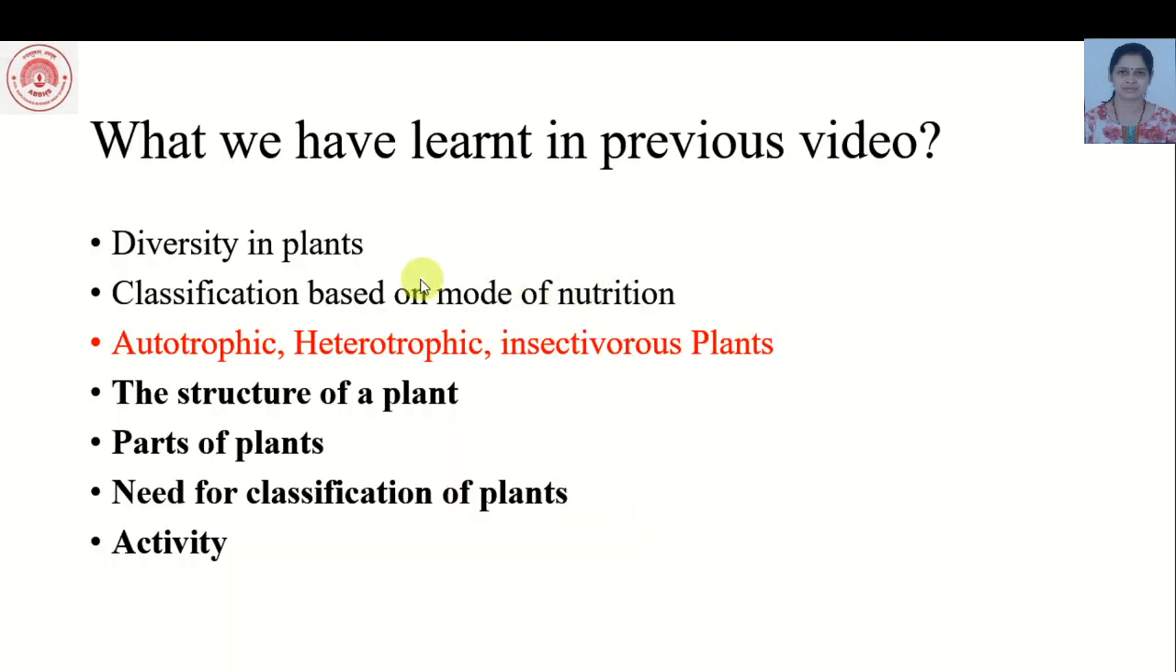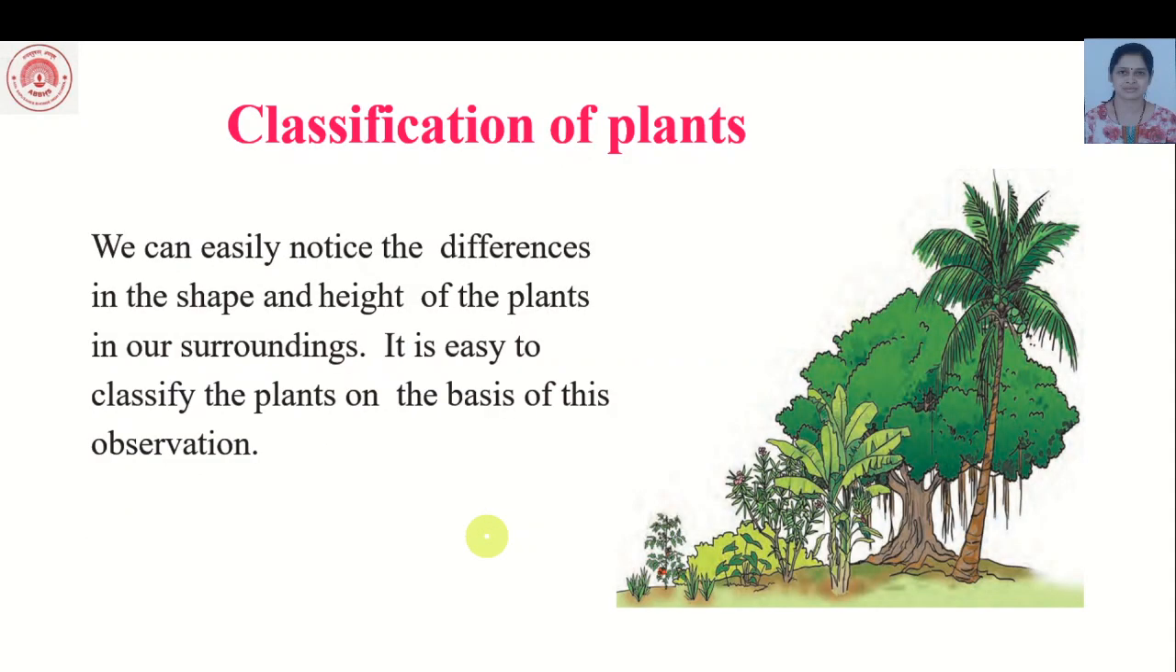In the previous video we have studied diversity in plants and classification based on mode of nutrition. There are three types: autotrophic, heterotrophic and insectivorous plants. The structure of a plant we have studied. Then parts of plants. Then we have seen the need for classification of plants, and one activity we have seen in the previous video. Now we will learn the next concepts.